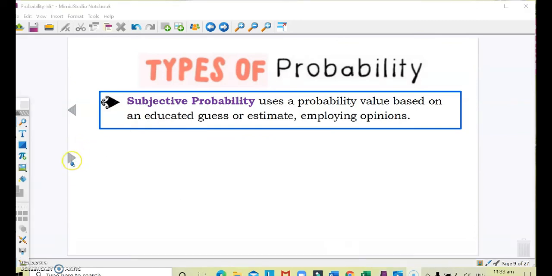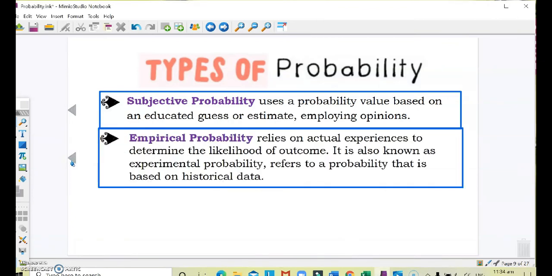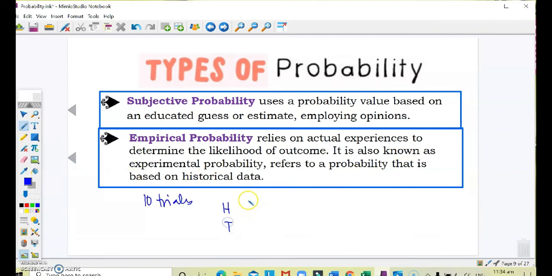The next type of probability is what we call empirical probability, which relies on actual experiences to determine the likelihood of an outcome. It is also known as experimental probability, which refers to a probability that is based on historical data. For example, 10 trials in tossing a coin, I tally all the trials. In the first trial, the result is a head, the second is a head as well, the third is a tail, the fourth is a head, the fifth is a tail, the sixth is a head, the seventh is a head, the eighth is a head, the ninth and 10th are tails.